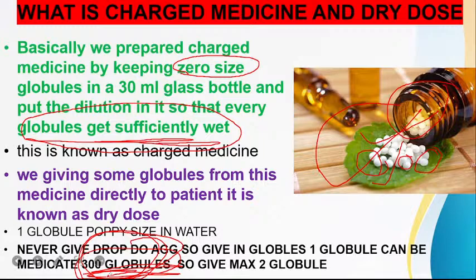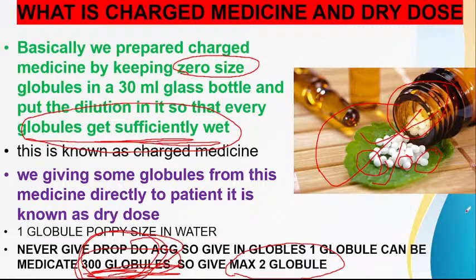So obviously giving a drop is a higher medicine quantity. That is not the concept of minimum dose. We in homeopathy always talk about minimum dose. So that is not a minimum dose. So for minimum dose dispensing, we usually use charged medicine and dry dose, in which one or two globules are selected for dispensing the medicine. This is the charged medicine concept.